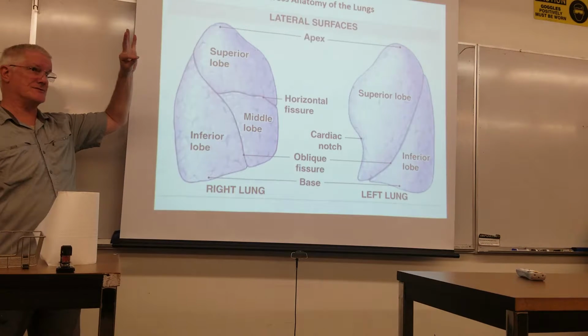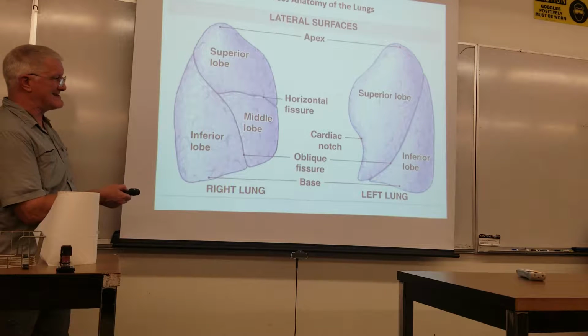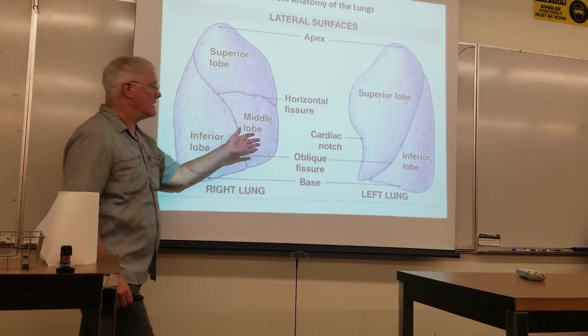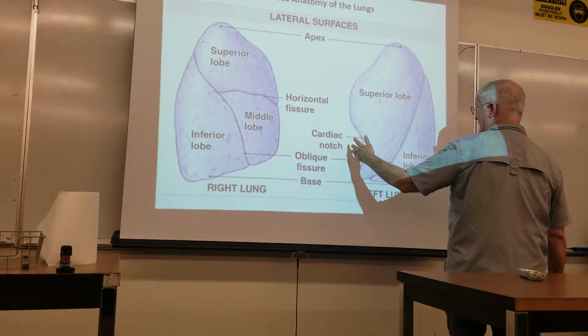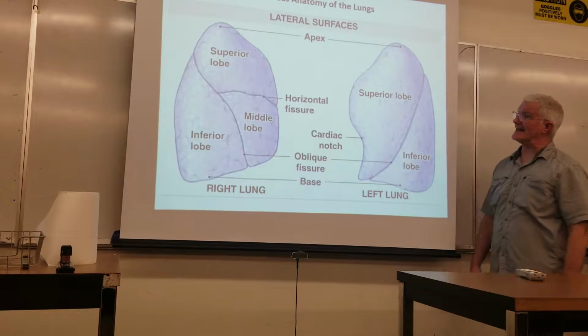Total of 3 fissures. One of the reasons that we don't have 3 lobes over here is the heart got in the way. And there's literally a notch in that left lung where the heart would actually be. So if somebody had a brilliant epiphany, let's call it the cardiac notch.